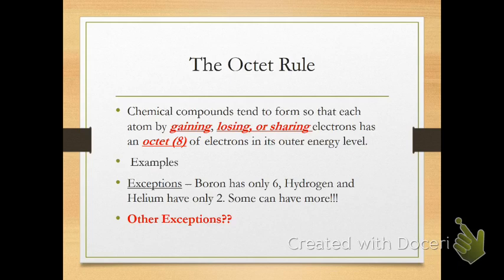So it's usually going to share the 3 that it has and form a total of 3 bonds, but only 6 electrons. And then what happens to lithium? It's another exception. Lithium gives away its valence electron. How many will it have in its outer shell? 2. Exactly. Good job. It'll have 2. And then some can actually have an expanded octet and have more than 8.